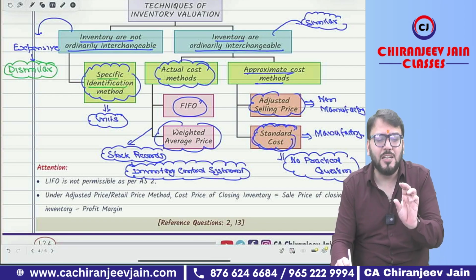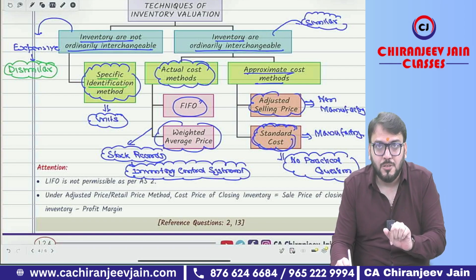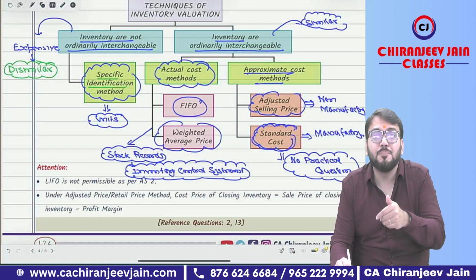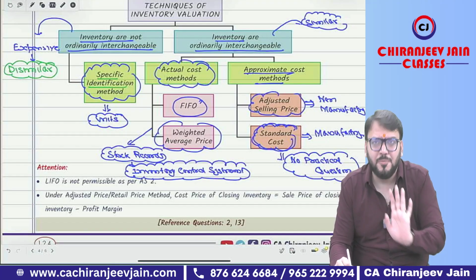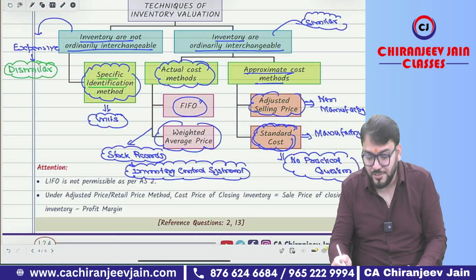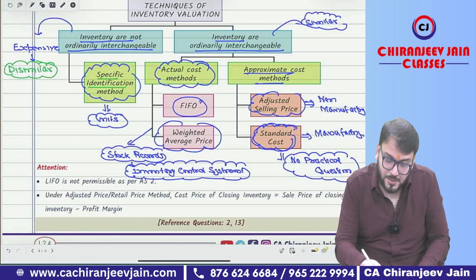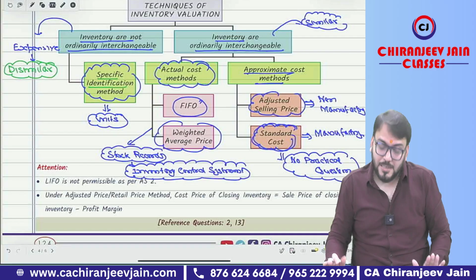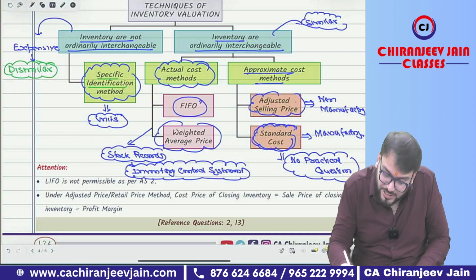Correct. Now, it is nothing but one type of approximate cost on the assumption of how much we can produce at a normal level of efficiency. Detailed discussion will be done by your costing faculty. So standard costing, they will never ask any question in the exam in the advanced accounting paper. It means they can ask a question from the adjusted selling price method.